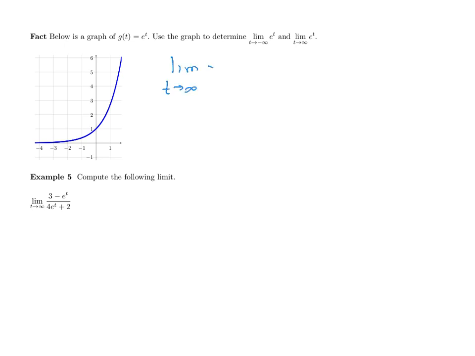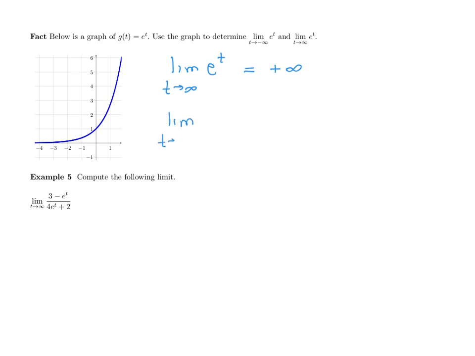Let's start with this one. All right, so what is the limit as t approaches infinity of e to the t? Well, if you look at the graph and you're going in this direction, it never will level off. In fact, it's getting bigger and bigger and bigger. I'll quickly state that the answer is infinity, or if you'd like, you could say positive infinity. So this technically does not exist.